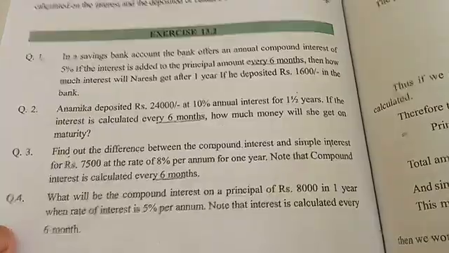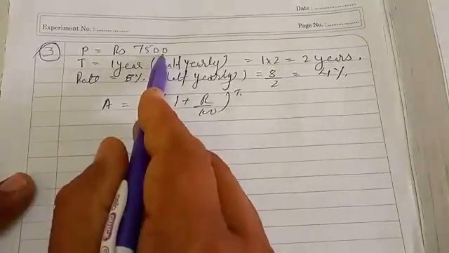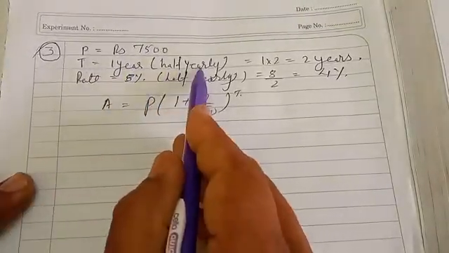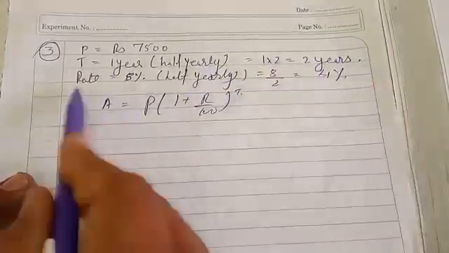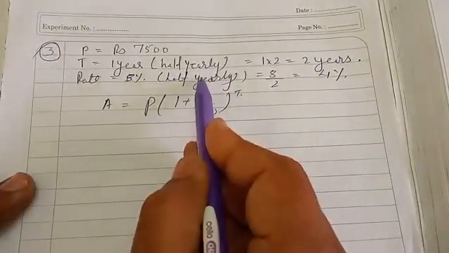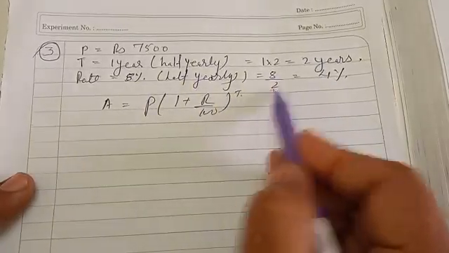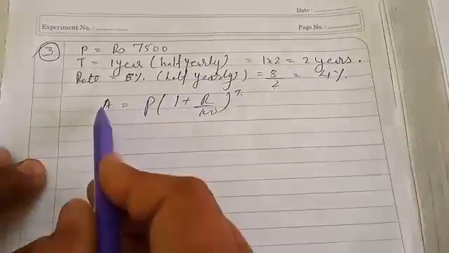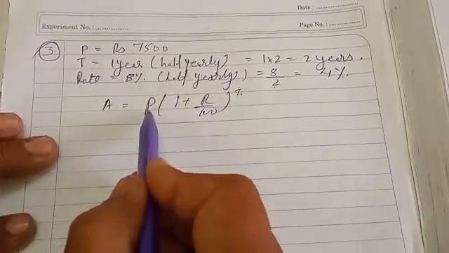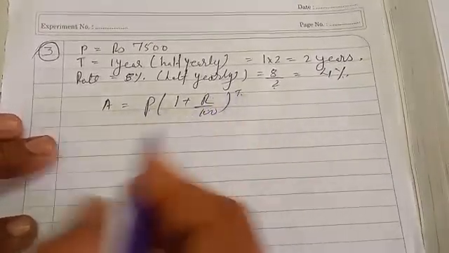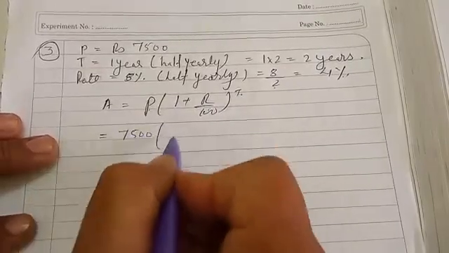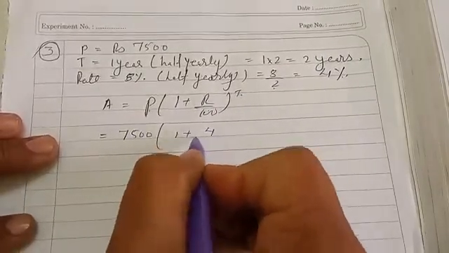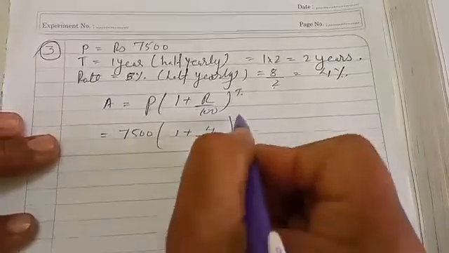Check. Principal is given 7,500. Time is 1 year, that is half yearly, that means 1 multiplied by 2, that is 2 years. Rate is 8%, half yearly, that means 8 upon 2, that is 4%. We know the formula of amount, that is principal bracket start 1 plus r upon 100 whole power t. Principal is 7,500. 1 plus rate is 4 upon 100, time is 2 years.